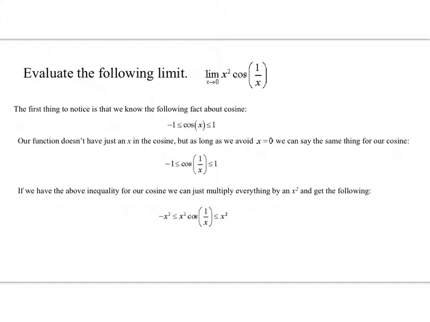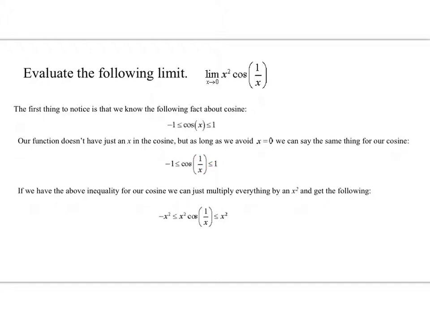So as long as we don't go near x equals 0, we would also be able to say that negative 1 is less than or equal to cosine of 1 over x, which is less than or equal to 1, right? We're still saying the same thing. The cosine of any angle has to be between negative 1 and 1. We just redefined our angle.